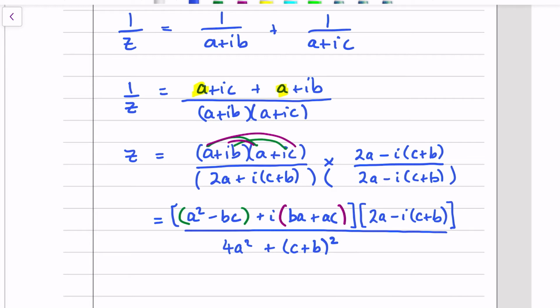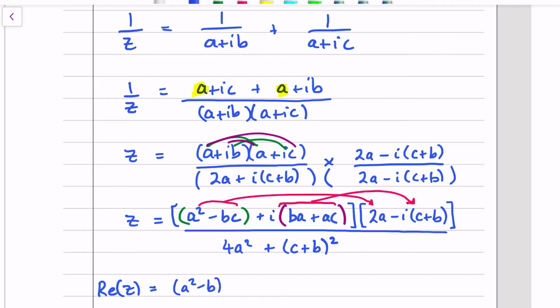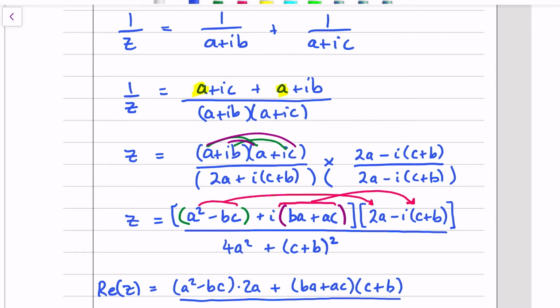Now, I've left it like this because we only want the real part of z. To get the real part, we want the real stuff in the numerator only. So the real part of z is going to come from taking the real bit here and timesing by the real bit there, or taking the imaginary part here and timesing by the imaginary part there. Okay, those are the two things that give real stuff. So it's going to be (a squared minus bc) times 2a, or it's going to be (ba plus ac) times (c plus b), and there's an i squared in there which is -1, which goes with the other minus to make a plus, all divided by the denominator.